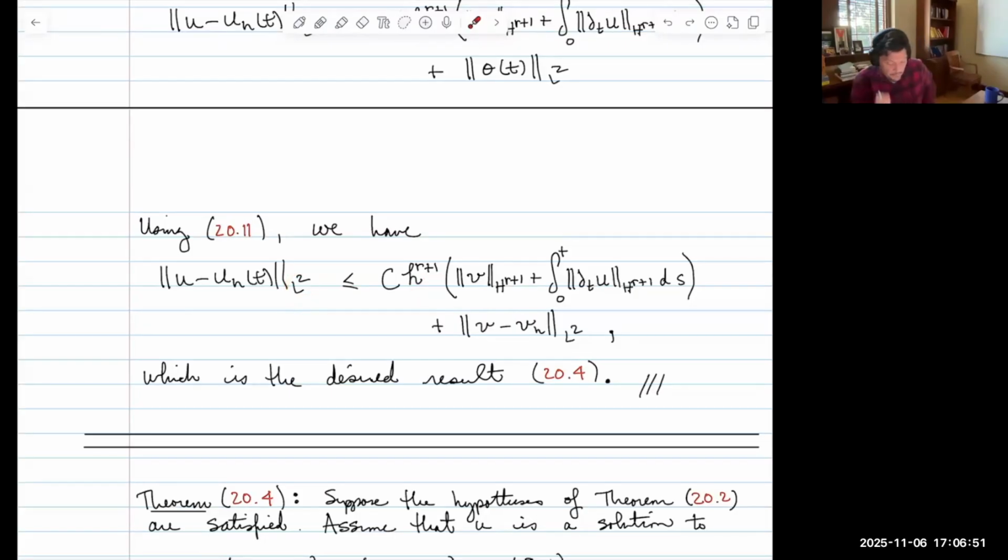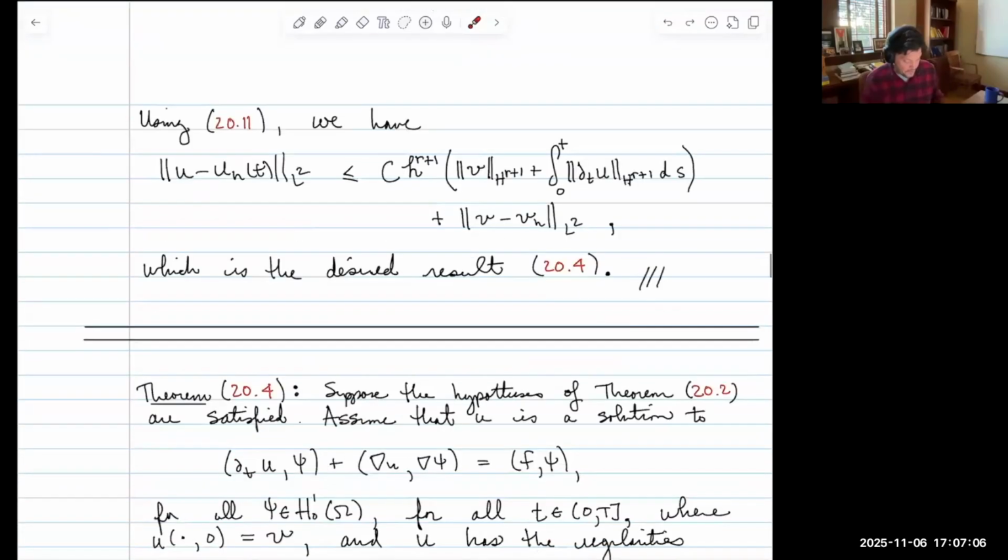Okay, so that is how we estimate this semi-discrete Galerkin approximation of the diffusion problem. So with that, I'm going to pause there and I will take your questions. You can turn your cameras back on.